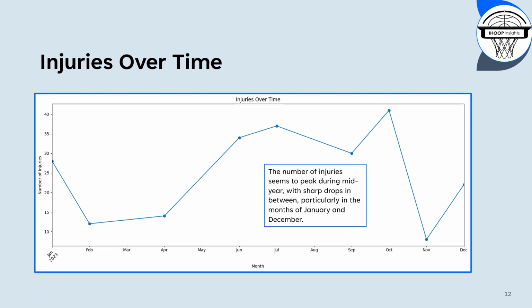This irregular distribution of injuries can reflect multiple factors such as seasonal factors, training cycles, maybe some of the players having fatigue, and the game schedules. There are so many factors which can be inferred from this chart. But again, this is just a quick line chart to understand which peak months have the most injuries.